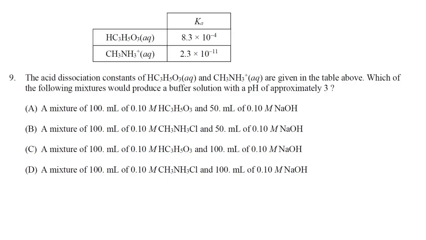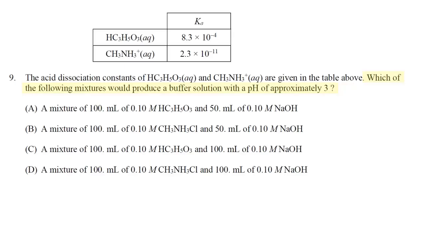In question 9, it says the acid dissociation constants, which are the Ka values, of two different weak acids. One has the chemical formula HC3H5O3, and the other weak acid has the chemical formula CH3NH3+. So we have two different Ka values that are given in the table above. And the question asks, which of the following mixtures would produce a buffer solution with a pH of approximately 3?